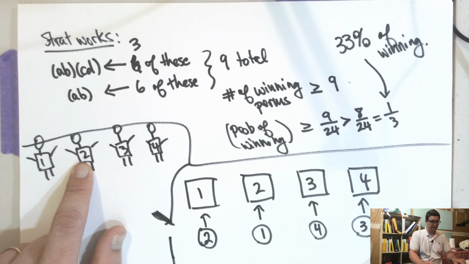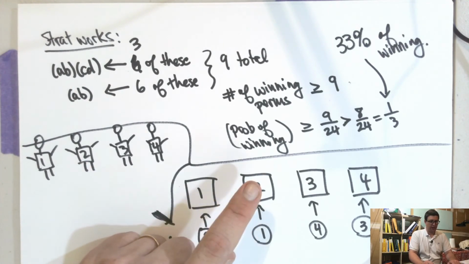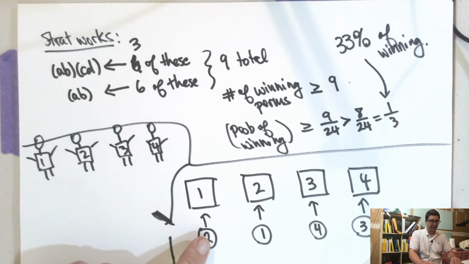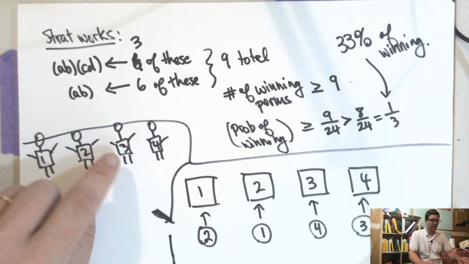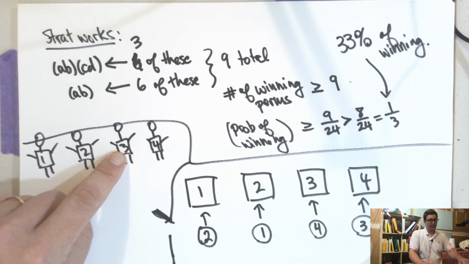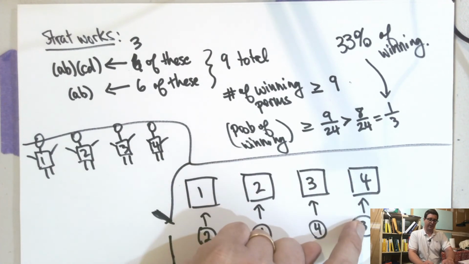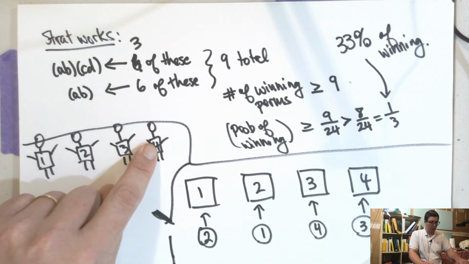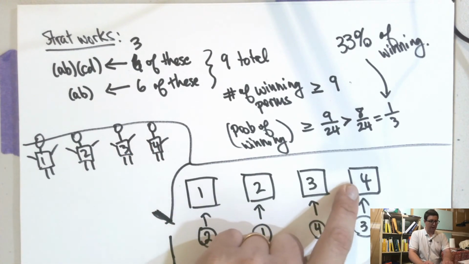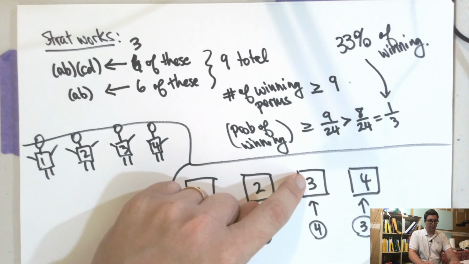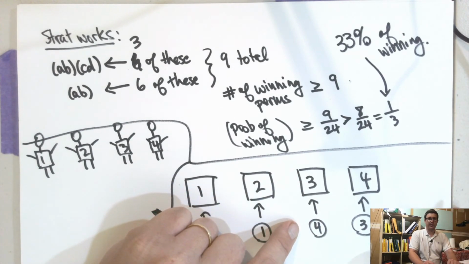2 would come in. They'd go to box 2. They'd find 1. They'd go to 1. Then they'd go to 2, and they would win. 3 would come in, right? 3 would go to box 3, find 4. Then they go to 4. Then they go to 3, and they would win, right? 4 would go in. They would go to box 4, right? They'd open it. They'd find 3. They'd go to box 3, find 4, and then they would win.